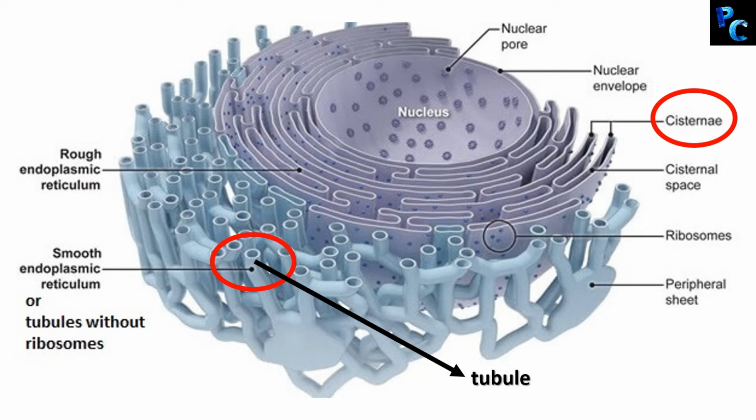Endoplasmic reticulum has its own membrane. Remember that all cell organelles in eukaryotic cells have their own membrane. That is, all organelles in eukaryotic cells are membrane bound. So endoplasmic reticulum also has its own membrane. The membrane is similar to plasma membrane.